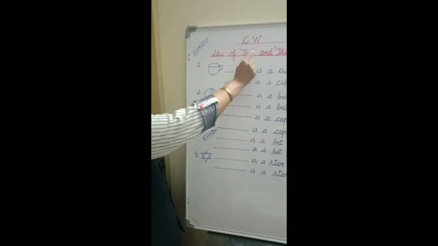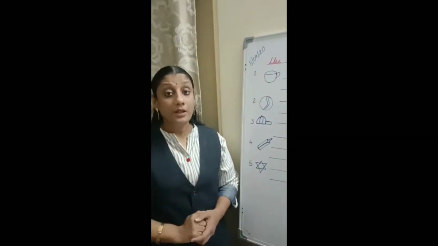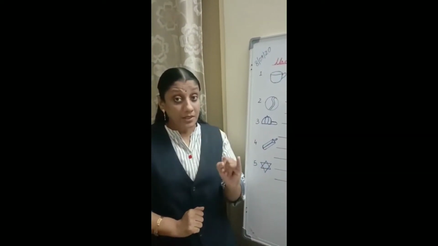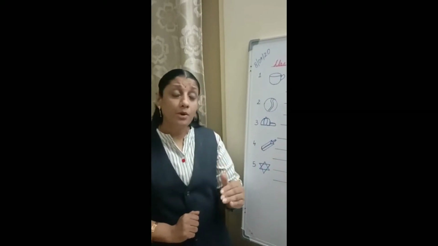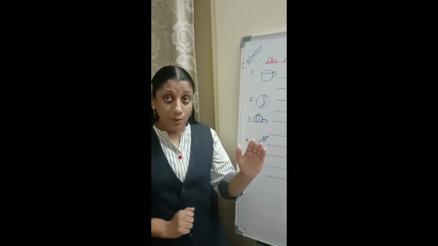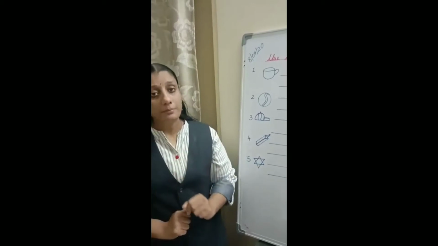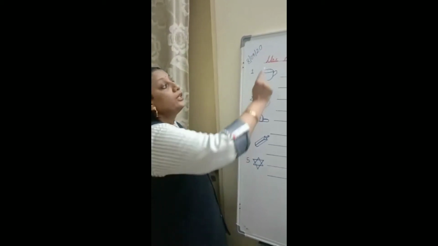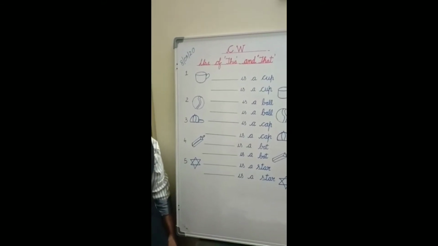Very good. So, in our class, we are going to learn today about the use of this and that. In our previous class, we learned about vowels and consonants. Okay, that got over, and then we came on to this. That is also over. This and that both were taught to you separately. So today ma'am is going to teach you about the use of this and that together.